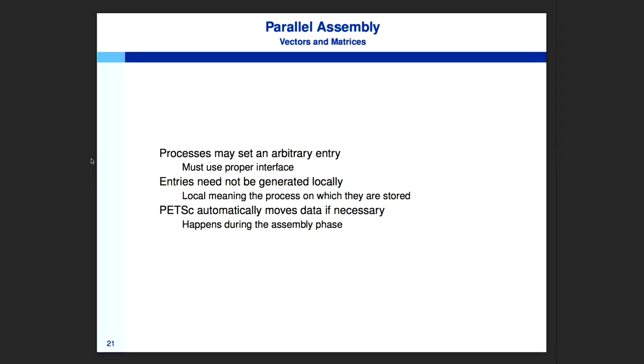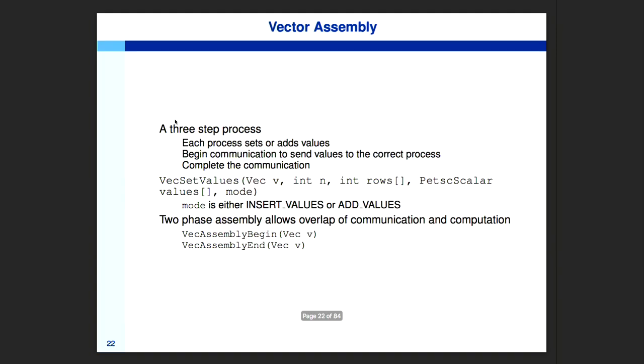The way we assemble parallel matrices and vectors is quite flexible. So processes in general can set whatever entries they want to set. They don't need to set only those that are owned by their local part. And PETSc will automatically communicate data as needed if that is necessary in an assembly phase.